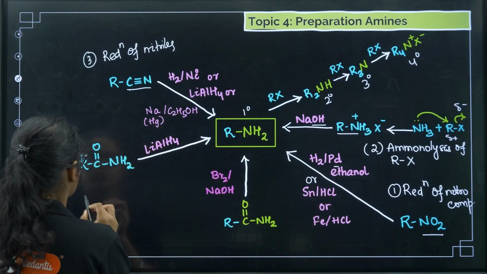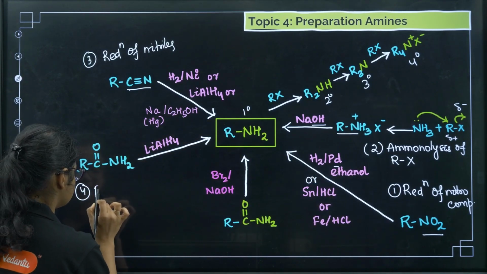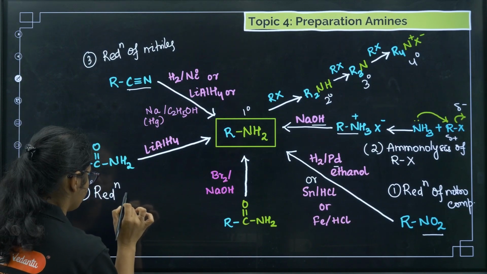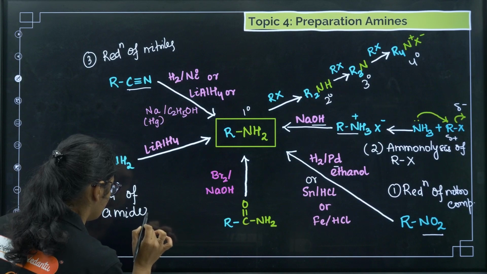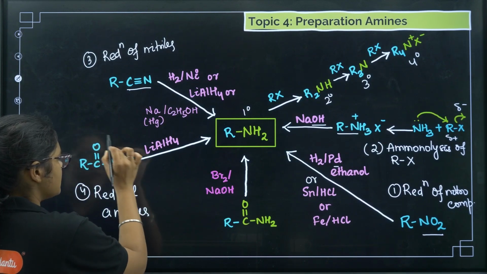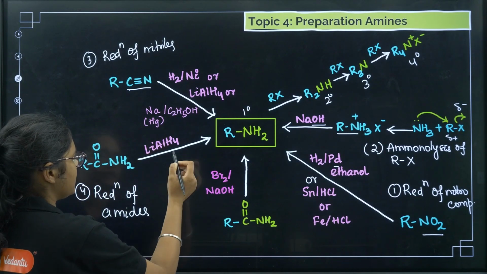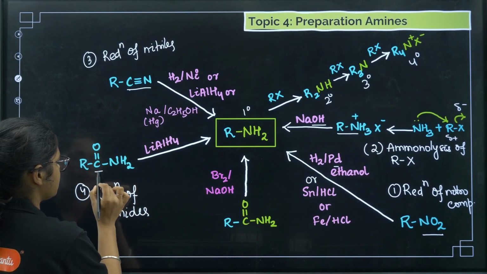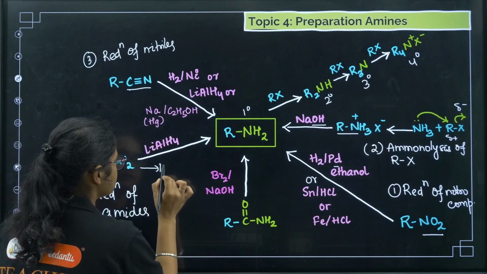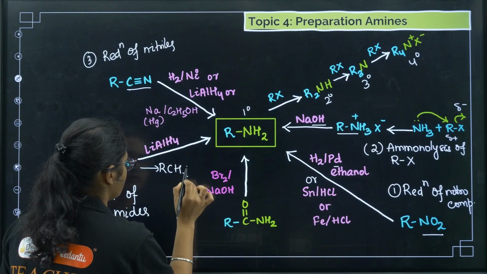Next we have the fourth one, that is reduction of amides. If you just treat an amide with LiAlH4, it will get converted to RCH2NH2.